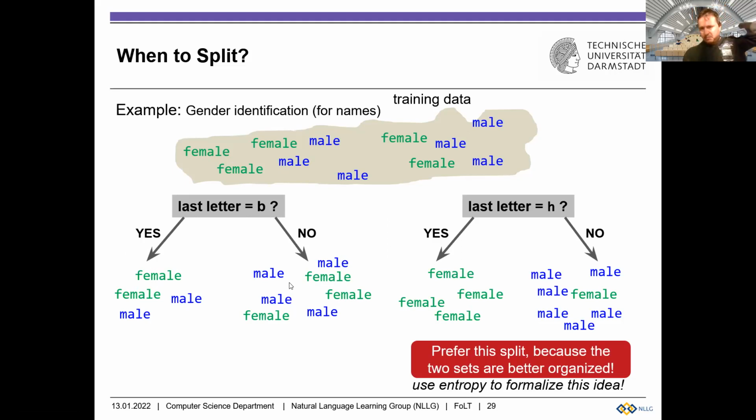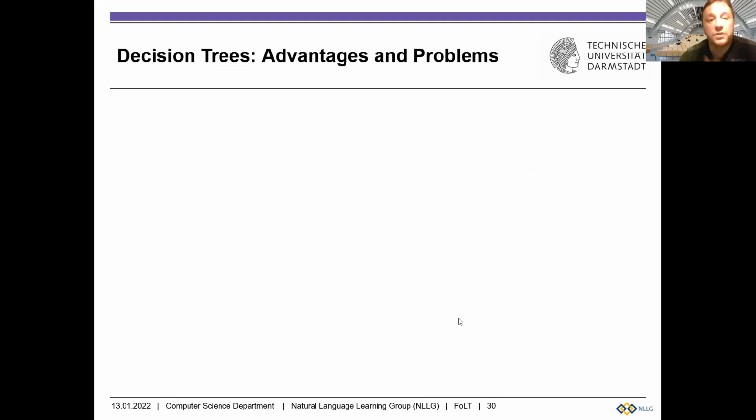Now, maybe we want to choose a feature that splits our yes and no decision into different groups. And maybe the better the split is, the better is this feature at the current node. And in this case, we would say, okay, we prefer this split because the two sets are now better separated and better organized. There's a certain way to formalize this idea using entropy, but we're not going into that in the context of this course. Good, so this is already a brief illustration of decision trees.